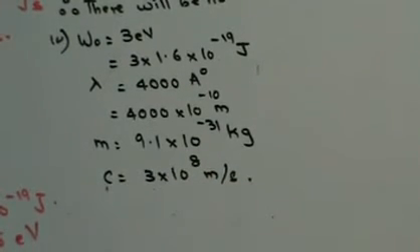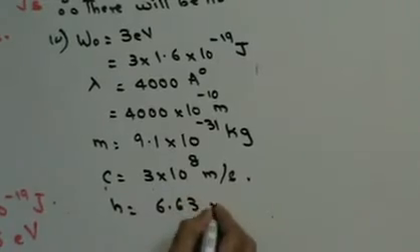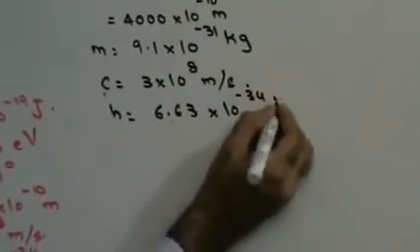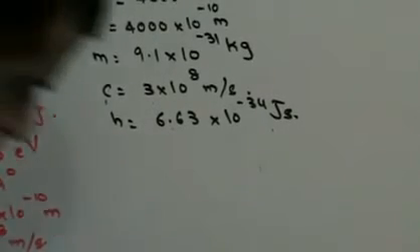Now guys, we know that velocity of light in air is 3 into 10 raised to 8 meters per second. We also know that Planck's constant is 6.63 into 10 raised to minus 34 joule second. Now, what have they asked you to find out? They have asked you to find out maximum kinetic energy.